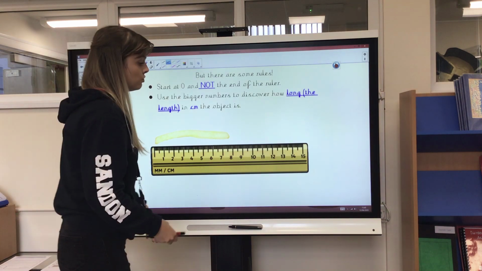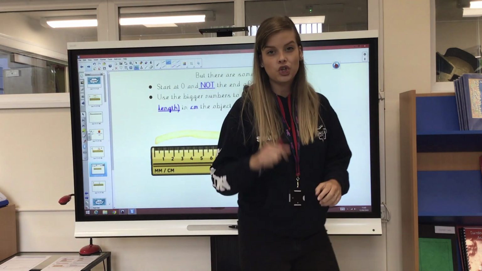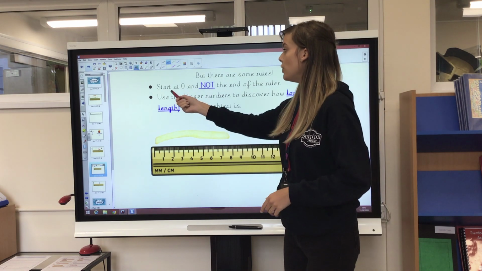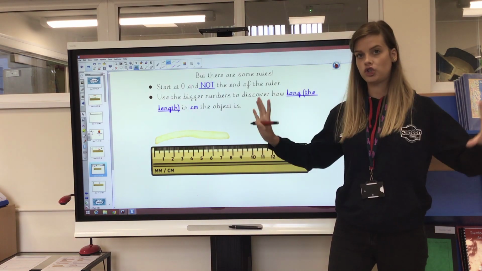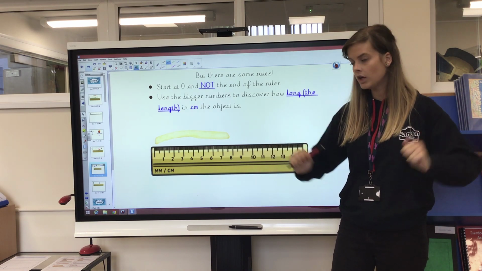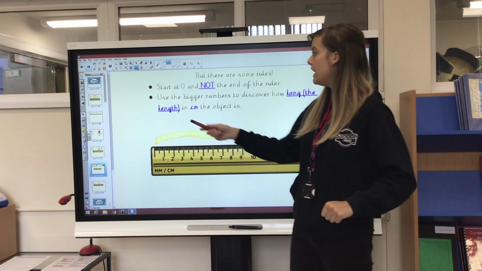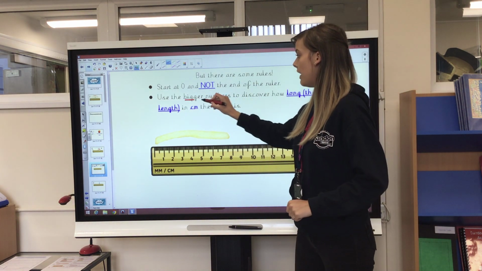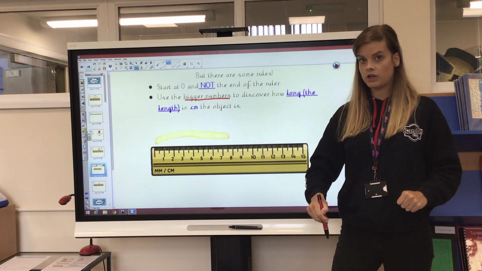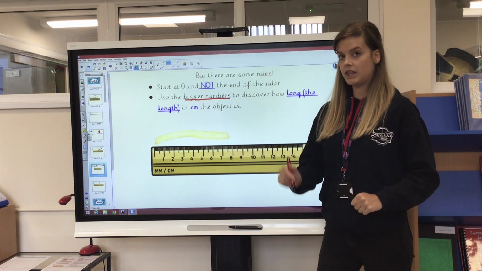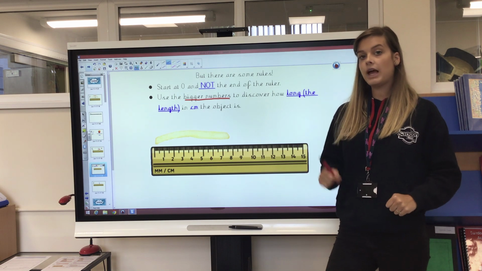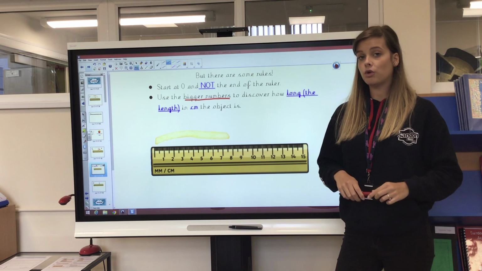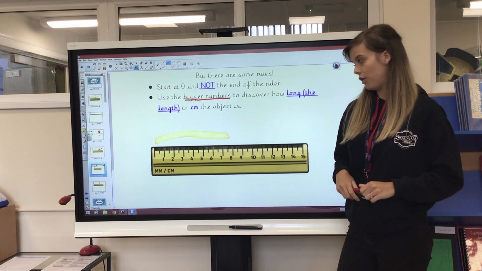Now, when we do use a ruler, we have some ruler rules that you really need to remember to make sure that you're measuring accurately. We always start at 0, not the start or the end of the ruler. Our second ruler rule is we use the bigger numbers first. So we need to use these bigger numbers first in order to discover our length in centimetres. I'll explain a little bit later on in the video why we always start with those big numbers first.